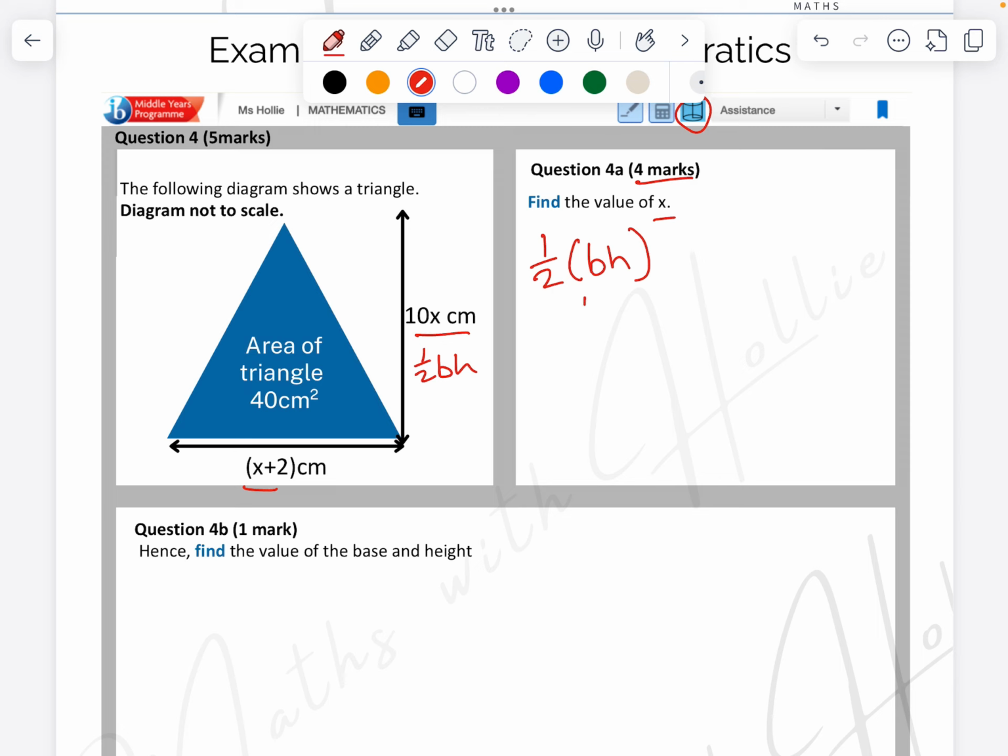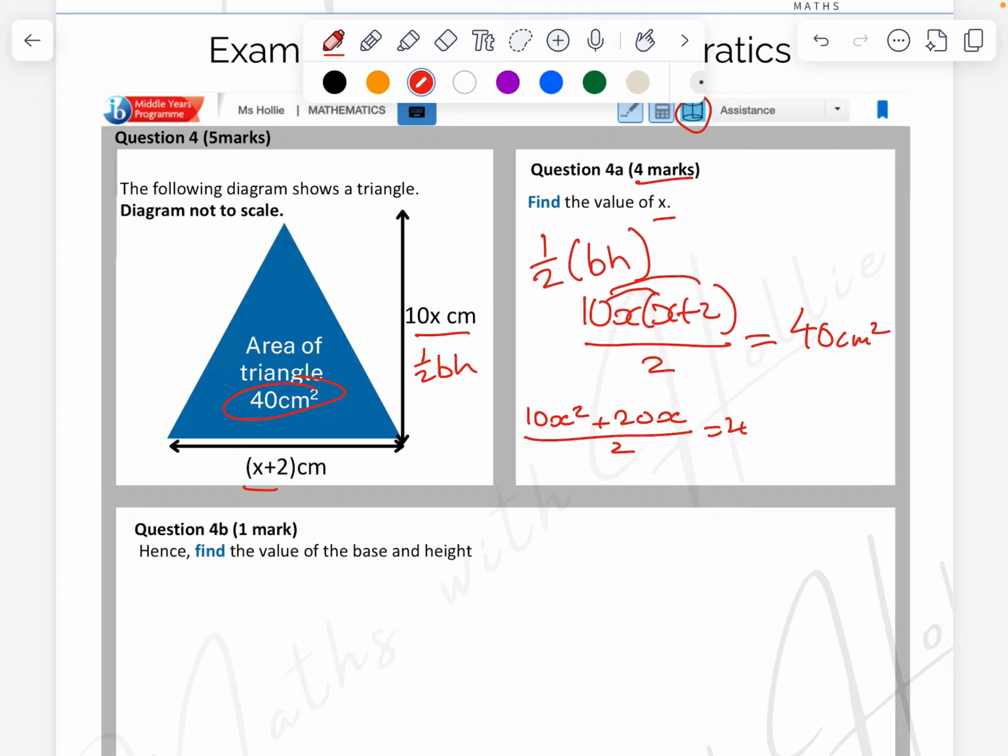Okay, so in this question, I need to times 10x by x plus 2. And then whatever that is, I need to basically half it. And that will equal 40 centimeters squared. Okay, so I'm going to expand the bracket. So I'm going to be left with 10x squared plus 20x all over 2 is 40. So if we divide it by 2, I get 5x squared plus 10x. I'm going to bring this 40 over.